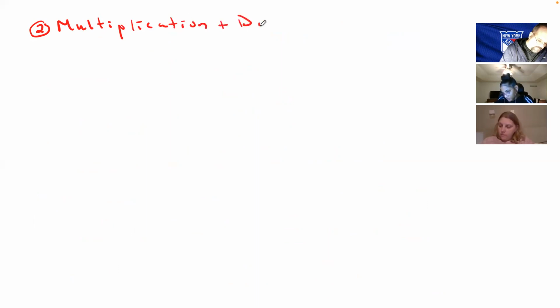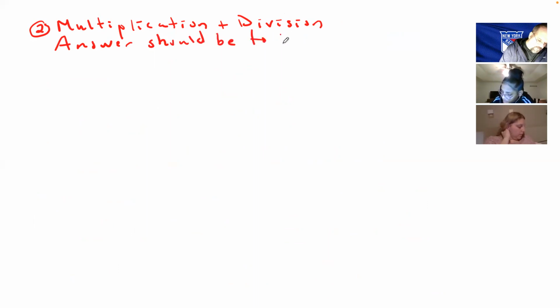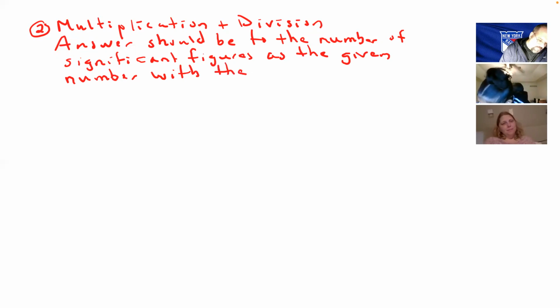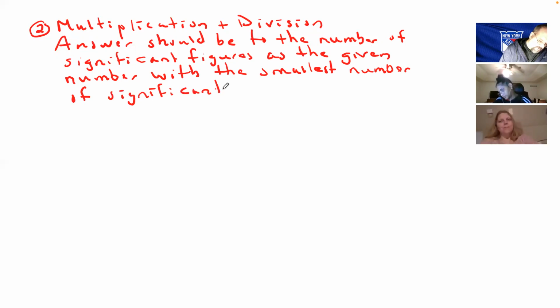So for multiplication and division, your answer should have the same number of significant figures as the given number with the smallest number of significant figures.